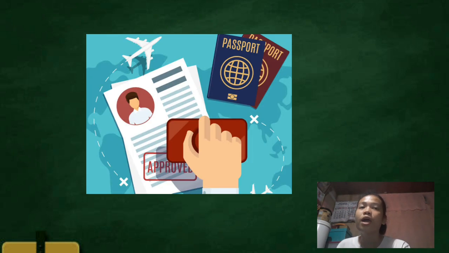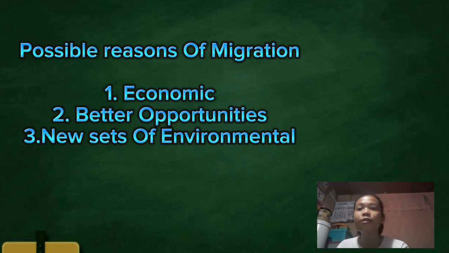So you can go to another country, international, or within this country, national. The reasons for migration are diverse. There are many reasons why people migrate, including economic, social, political, environmental, and cultural factors.